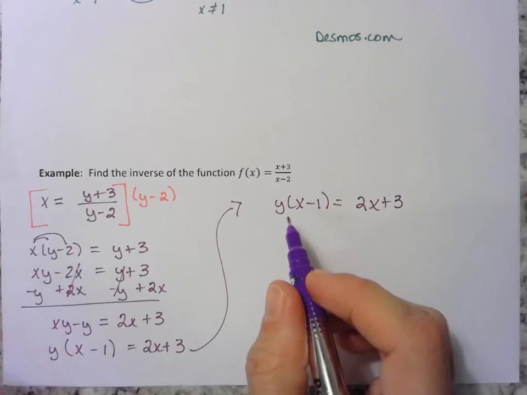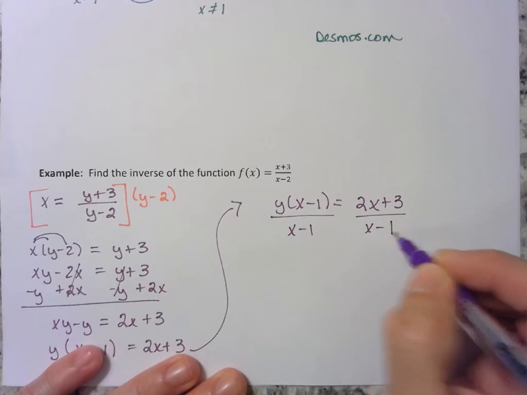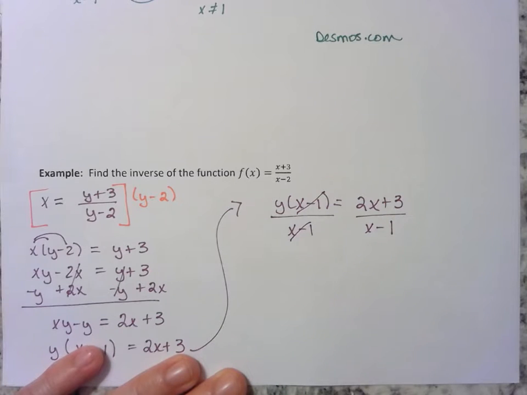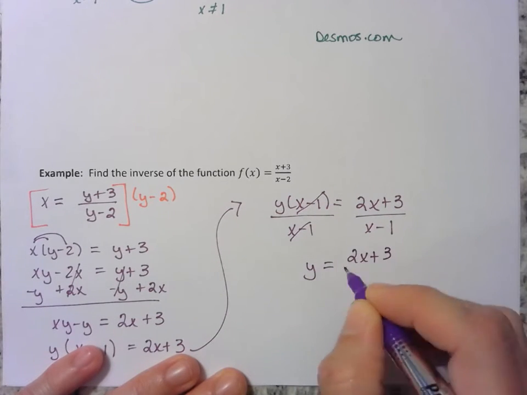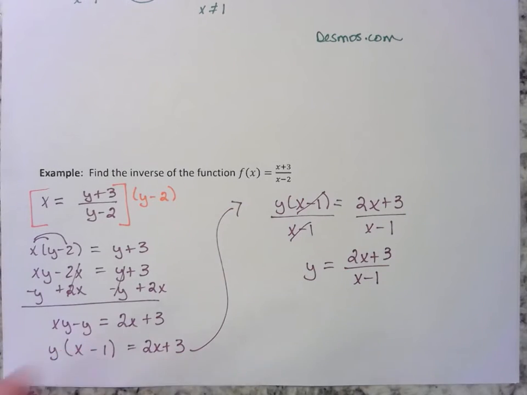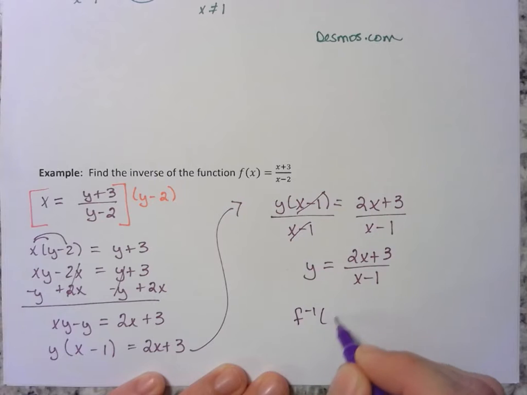Now I need to get y by itself, so I divide both sides by x minus 1. That's reducing to 1, and I get y equals all this stuff. Well, that's my inverse. Once I solve for y, I now have my inverse function.